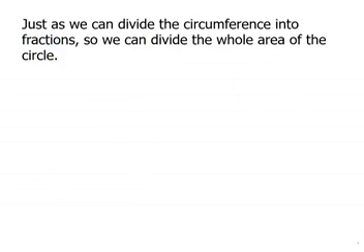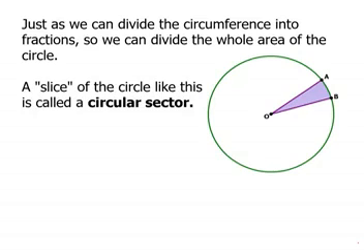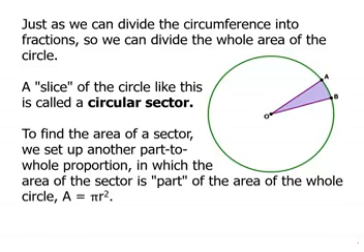Just as we can divide the circumference into fractions, we can divide the whole area of the circle into fractions. So a slice of the circle like this is called a circular sector. And so a sector is like a slice of pizza. And we could even say that the arc length is like the crust of the pizza. So that circular sector has an area.